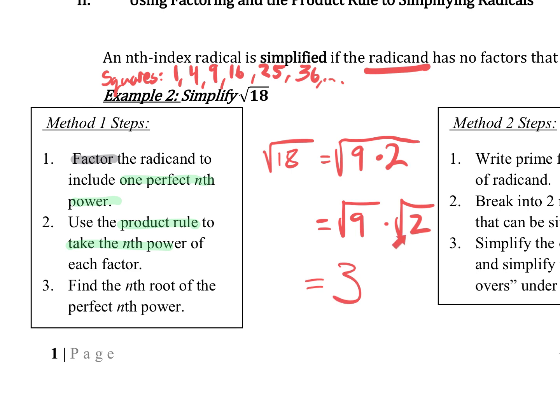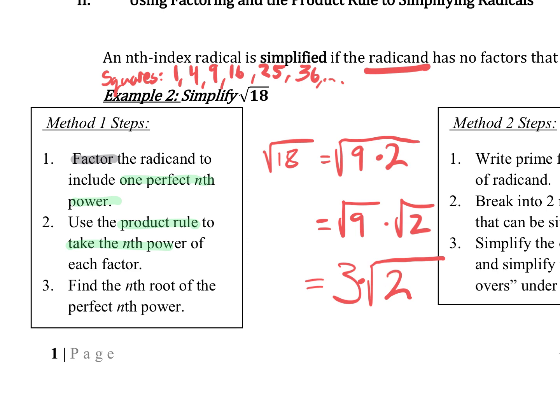Do you know the square root of 2? Oh, man, that's a weird decimal. If you plug it in your calculator, it'll be like 1.414, and it goes on forever. So we don't know exactly what it is, so we're going to leave it as the square root of 2. So we have 3 times the square root of 2. We can simplify part of it, but not the other part. We leave it alone. Okay?